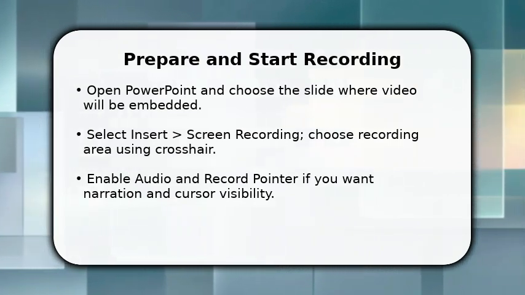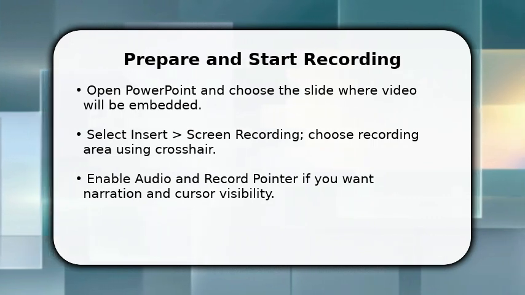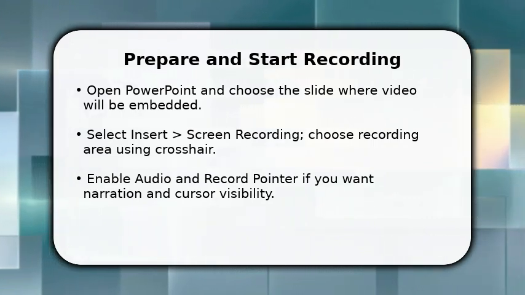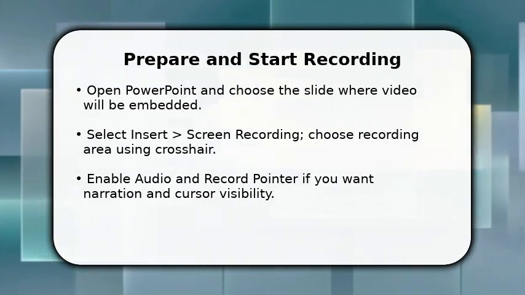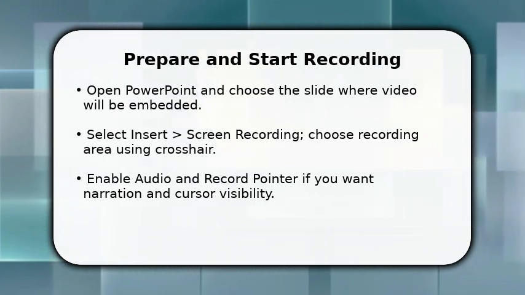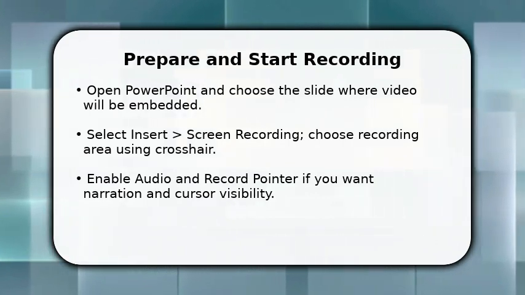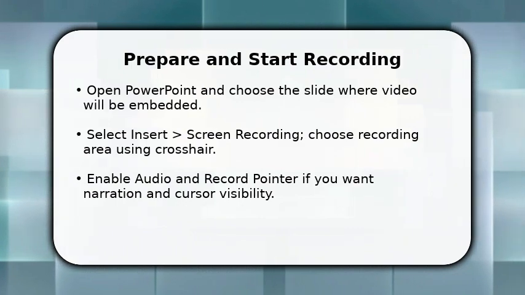Use the crosshair to draw the recording rectangle. This saves time and reduces editing later. Make sure audio is enabled if you'll narrate, and enable Record Pointer to highlight clicks. This combination gives you a clean clip, embedded directly on the slide ready for trimming.